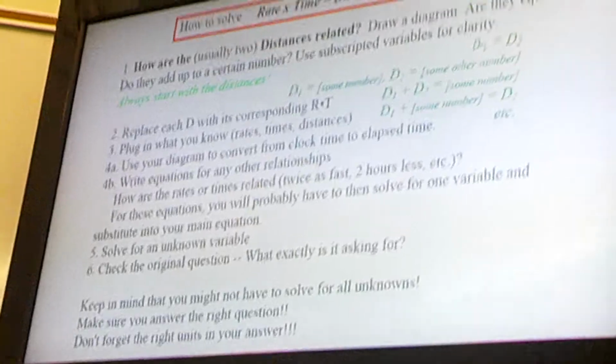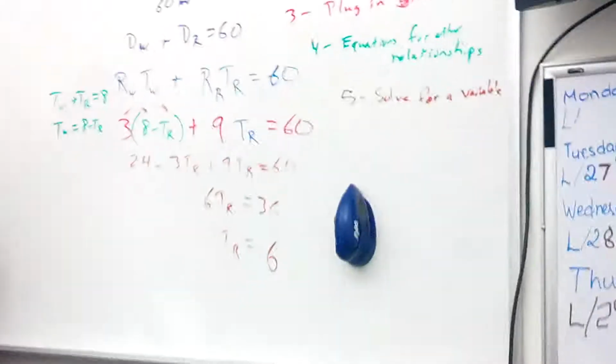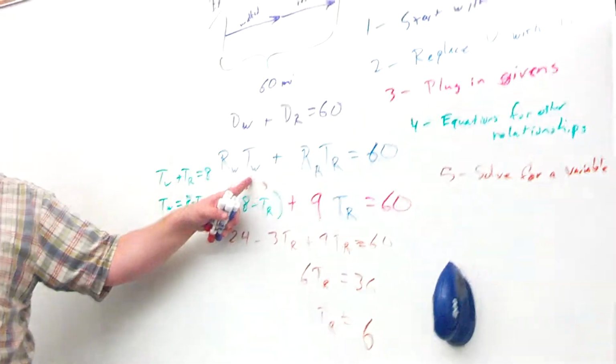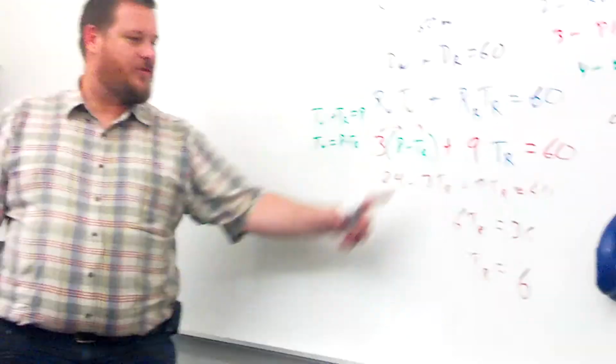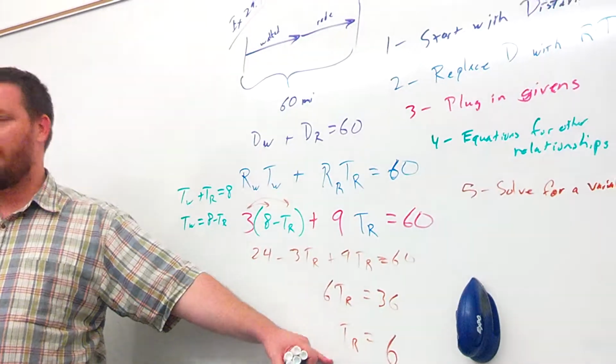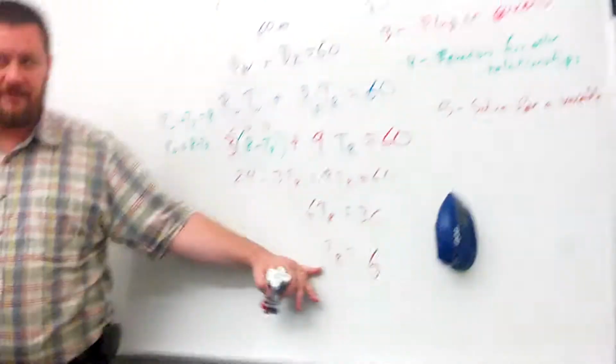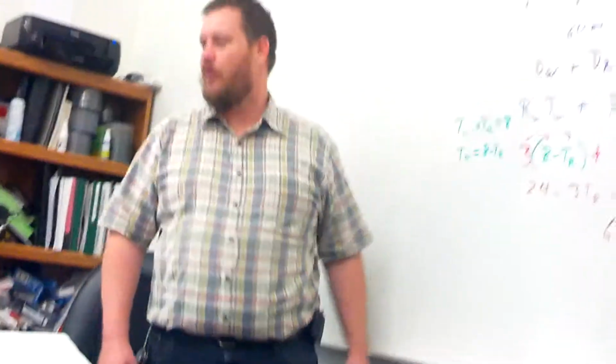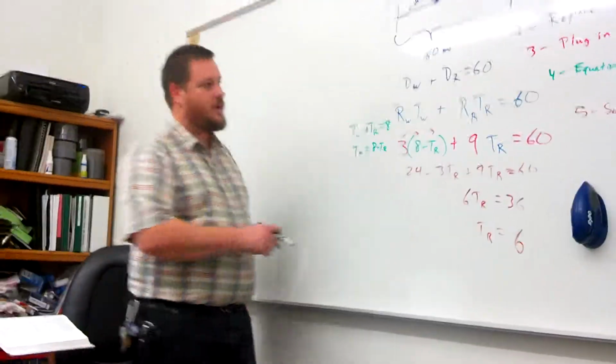So what variable is it asking for? We solved for TR. It says for how long did he walk? So the question is asking for TW. It's the time that he walked. So even though we solved for a variable, we're not quite done, because we drew our diagram, we set up our equations, we plugged stuff in, we solved for a variable. And it was a great time to stop and see what the question is asking for. It's asking for how long did he walk, TW.